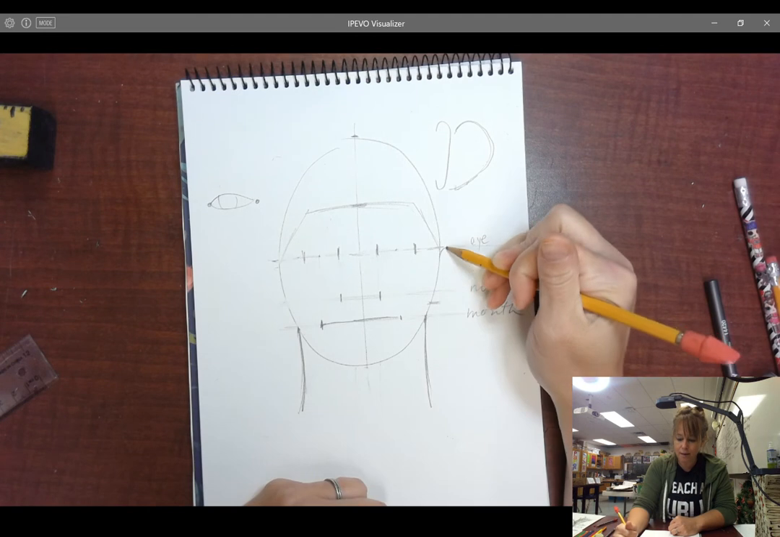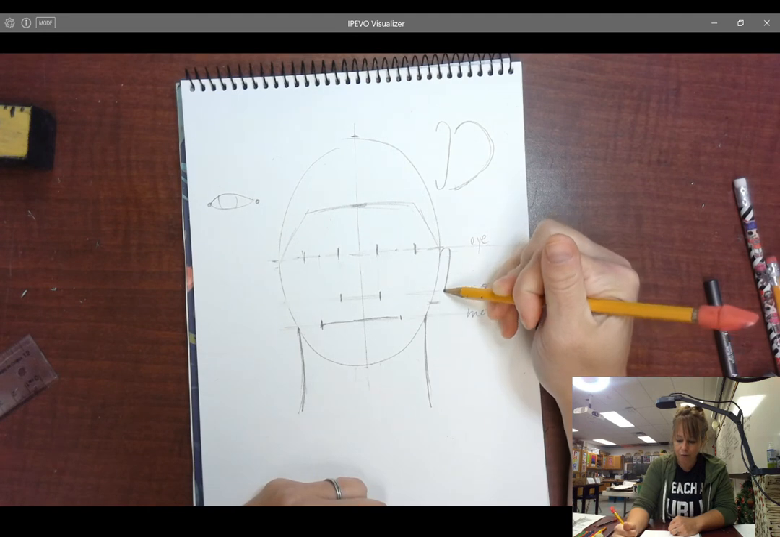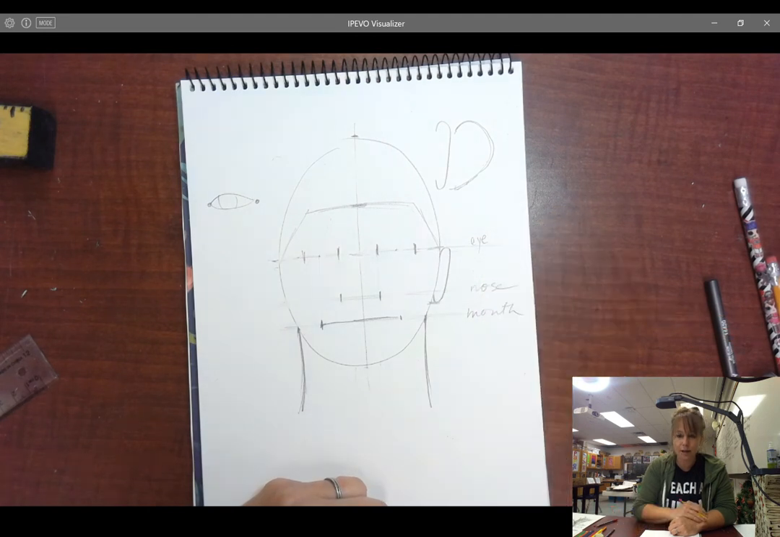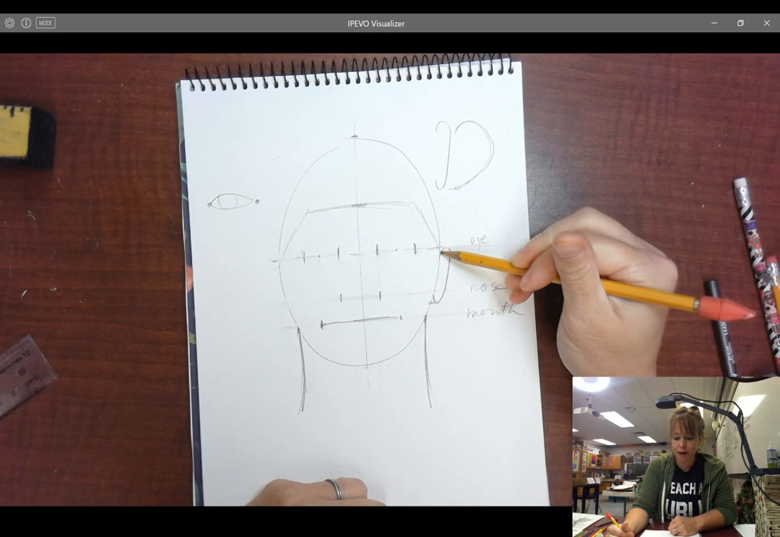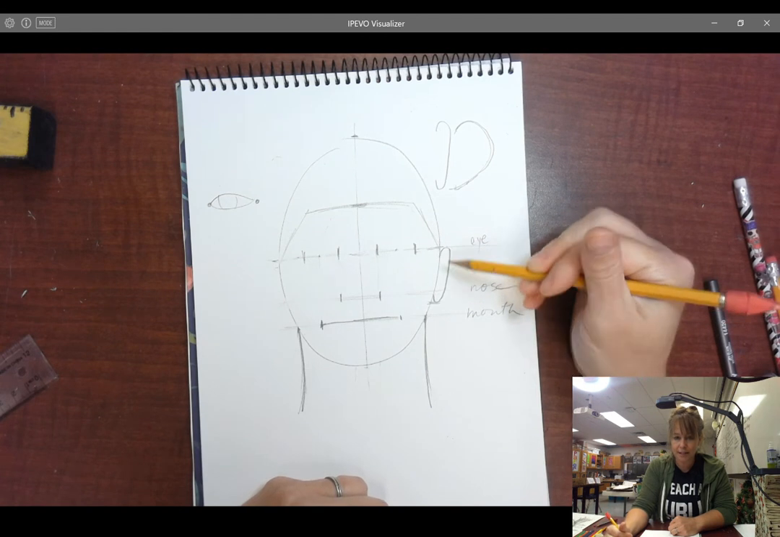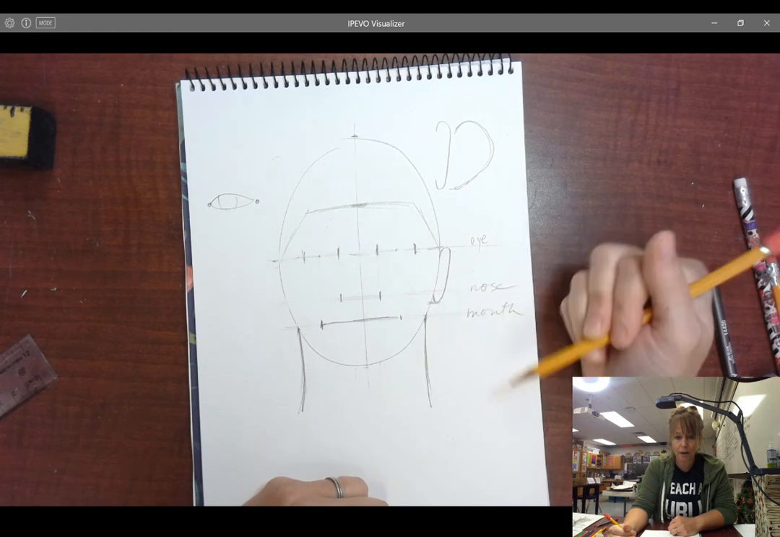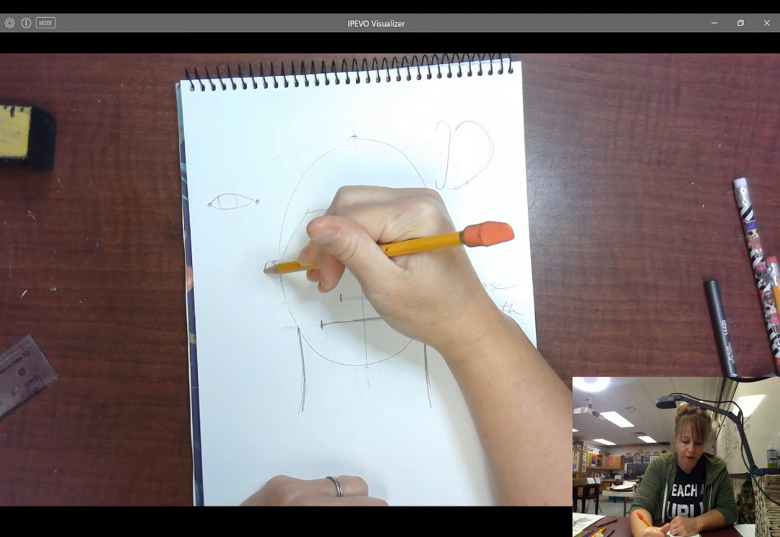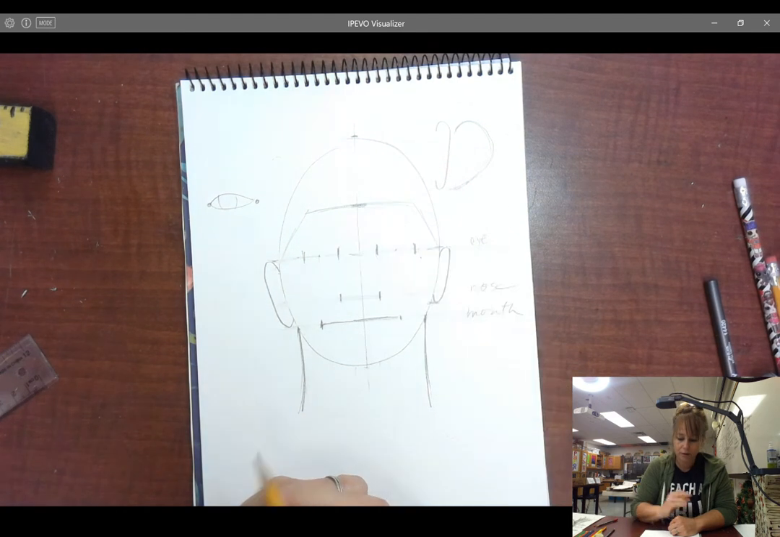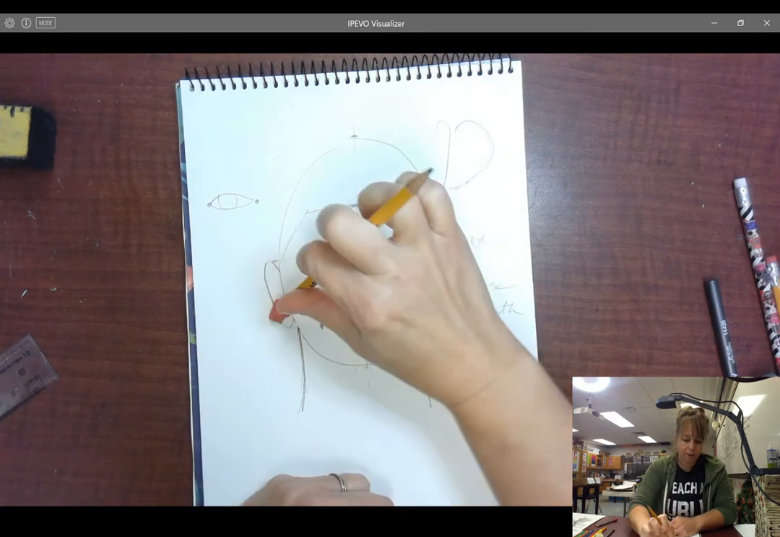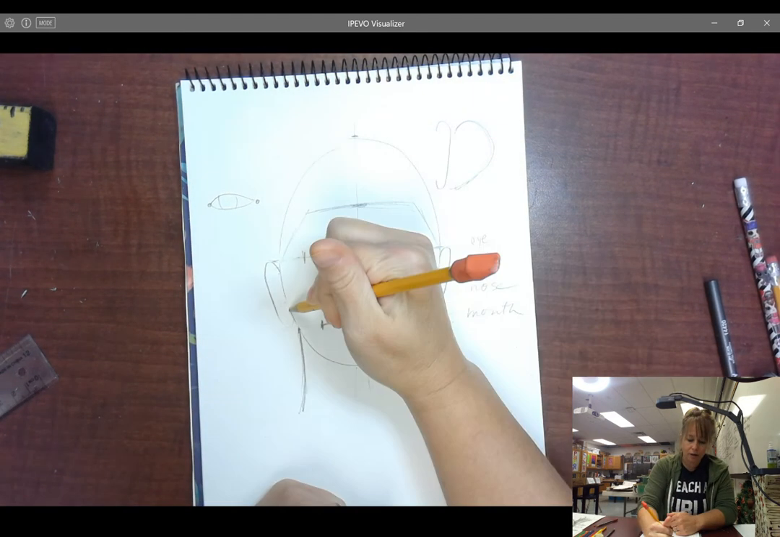So I'm going to make my ear go from that eye line down to the nose line, and I'm going to make that flattened C so that the top part of the C hits the eye line, the bottom part of the C hits the nose line. I'm going to do the same thing over here. Now, that was too big. Those are going to be adjusted later.